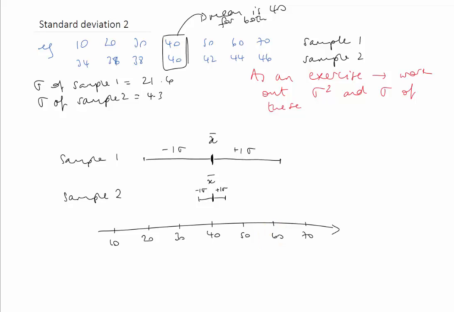And why don't we go ahead and plot the individual values? So for sample 1, we've got 40, whereas for sample 2, you've got 40. Okay, so they're much more clumped together, so that stands to reason. And the standard deviation is really handy because it has the same units as the original measurements.